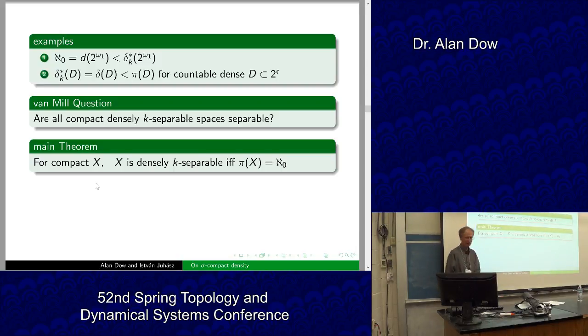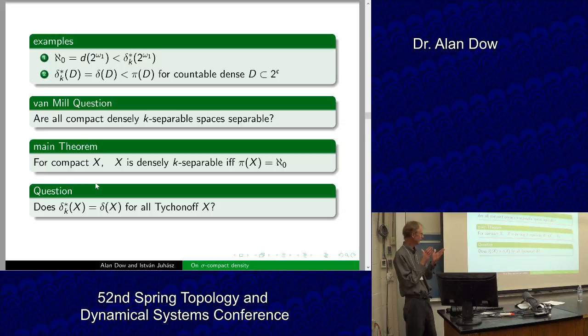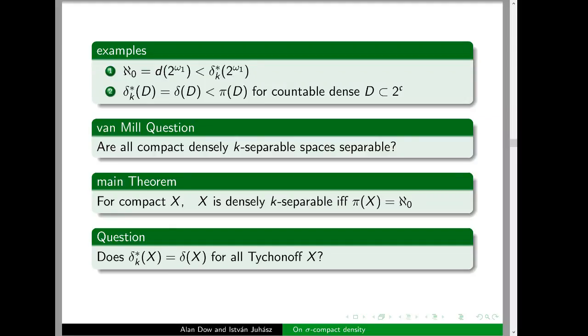The proof, I hope, is a little bit interesting. But I would just add that just like with tk star, we know nothing if you drop compactness, and that's true here too. I've been working on it, and I literally know nothing. So does delta k star equal delta of x? In other words, does the kappa density help you? Not at all, right? If you take an arbitrary Tikhonov space, can you find a dense subset so that it takes you as many compact subsets to get dense in that as points?